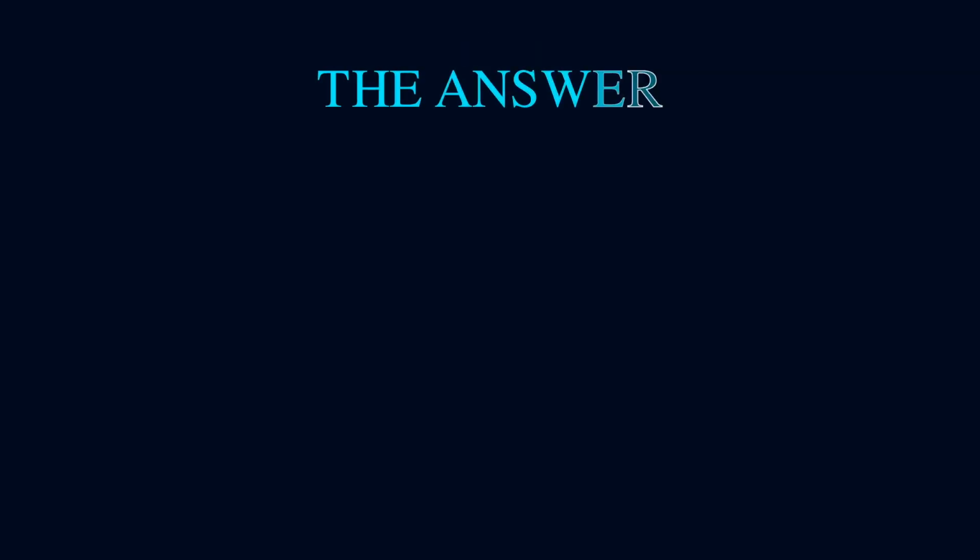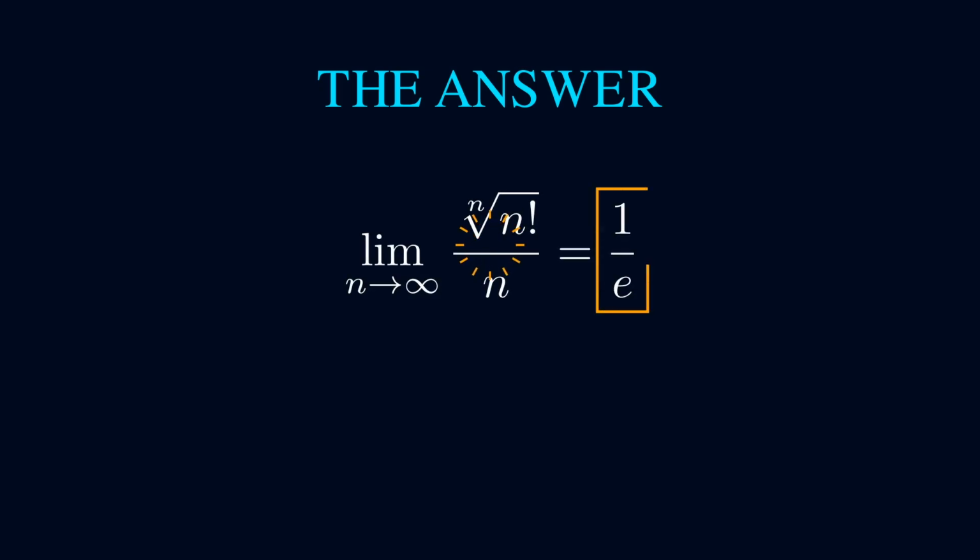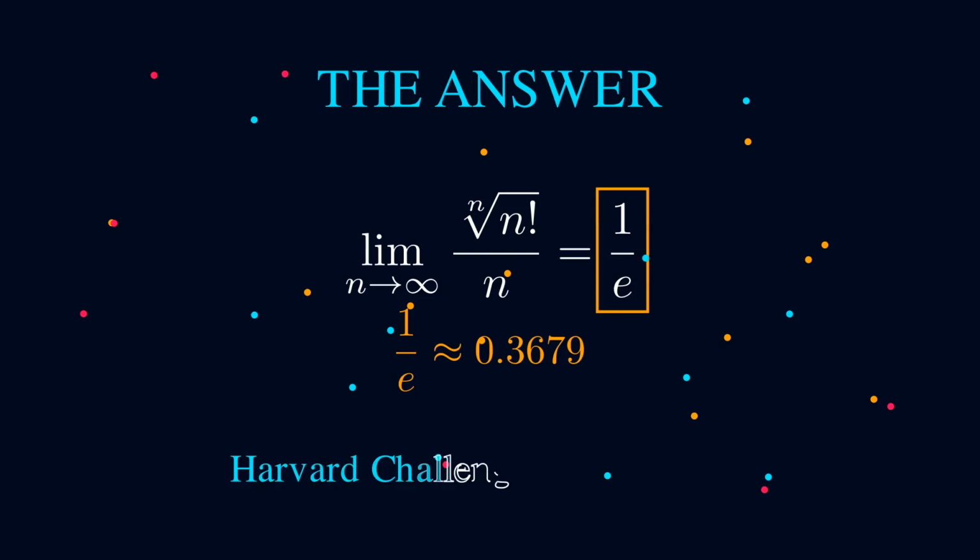And there it is, the answer to our Harvard entrance exam problem. The limit equals 1 over e. This is approximately 0.368. A beautifully simple answer to what seemed like a complex problem. The number e appears once again in an unexpected place.